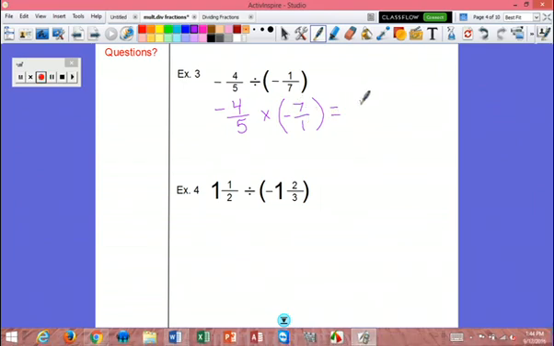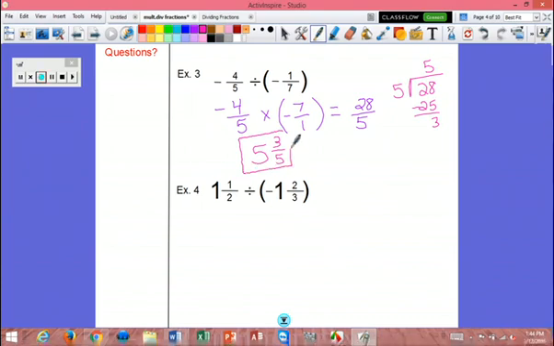4 times 7 is 28. 5 times 1 is 5. And we have an improper fraction, so we want to divide so that we can change it to a mixed number. 5 goes into 28 5 times, with 3 left over. So this would be 5 3/5. We had a negative times a negative. Same signs give us a positive answer.